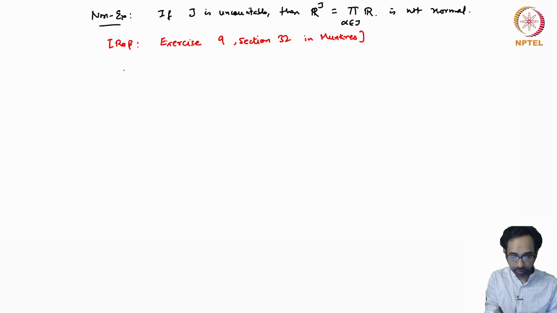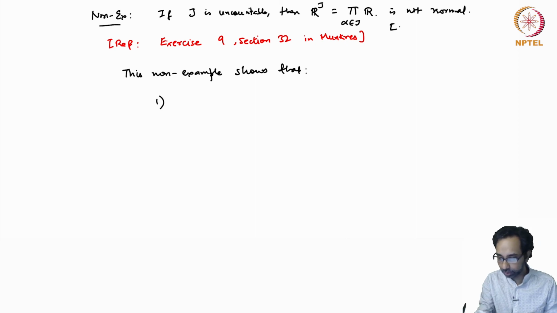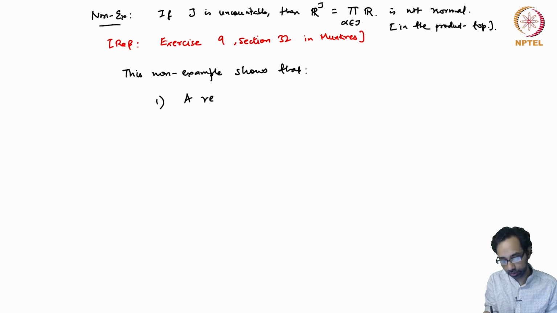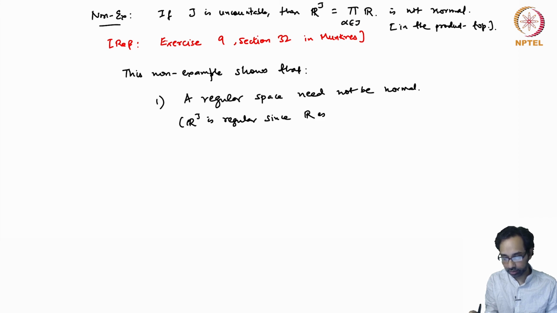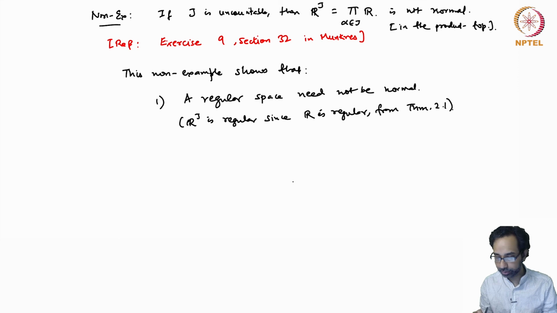So this non-example shows that, first, of course this is in the product topology, right? So in the product topology, this shows that a regular space need not be normal. We have shown that R^J is regular since R is regular, and we use theorem 2.1, which showed that an arbitrary Cartesian product of regular spaces is regular. So this is an example of a regular space that is not normal.